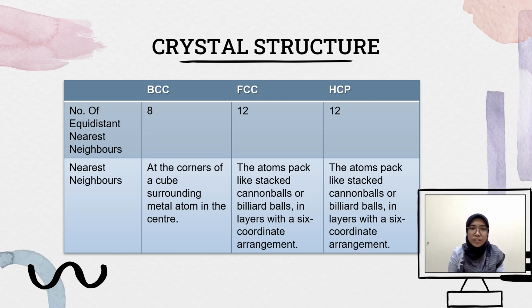This is the difference in crystal structure between BCC, FCC, and HCP. For the number of equidistant nearest neighbors, BCC is 8, and FCC and HCP is 12. For the nearest neighbor, BCC is at the corner of the cube surrounding a metal atom in the center. And the FCC has the same nearest neighbor, which is atoms packed like stacked cannonballs or billiard balls in layers with a 6 coordinate arrangement.